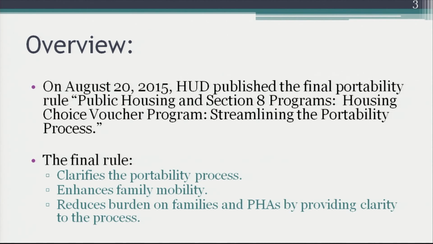So just to give you a quick overview, the final portability rule was published in the Federal Register on August 20th, 2015. So I wanted to note that if you are using the Code of Federal Regulations, you're going to have to supplement that with the Federal Register published rule until the Code of Federal Regulations incorporates the changes. So the main objectives of the final portability rule is to clarify the portability process, to enhance family mobility, and to reduce the burden on families and PHAs by providing clarity to the process.